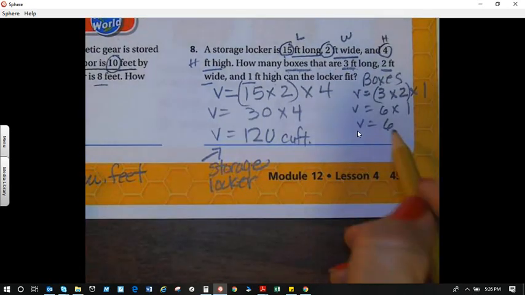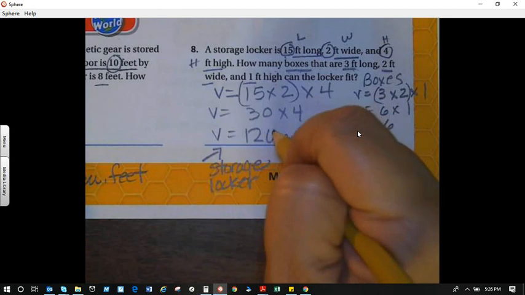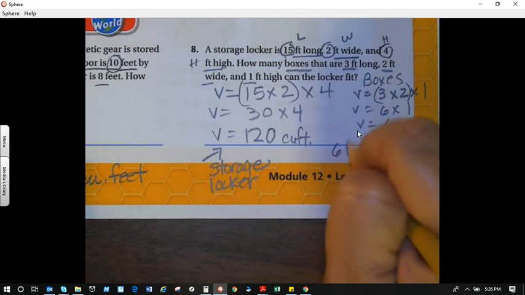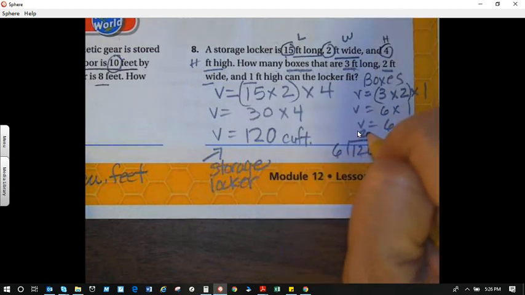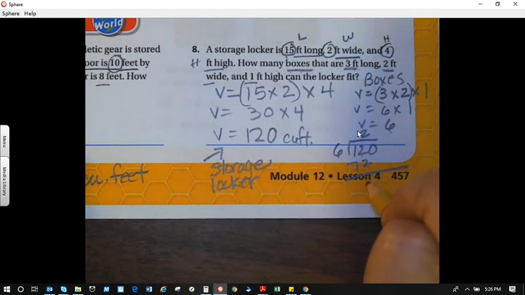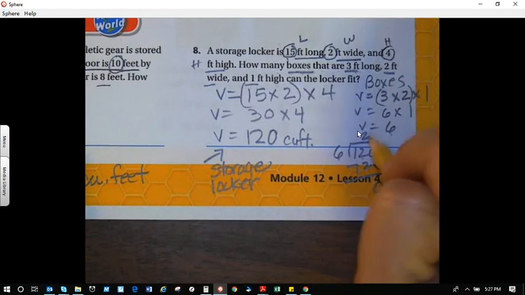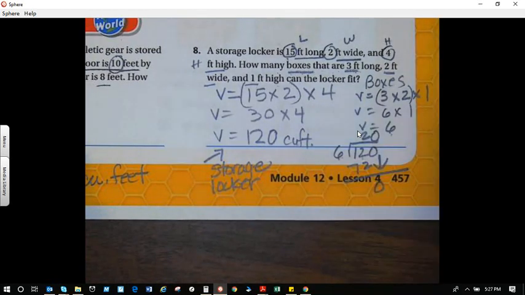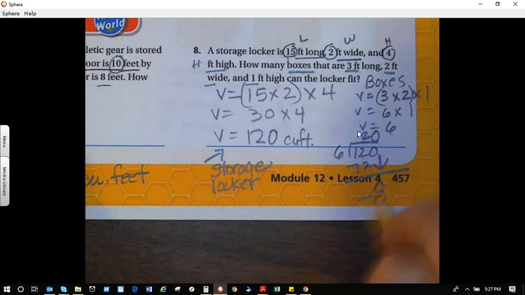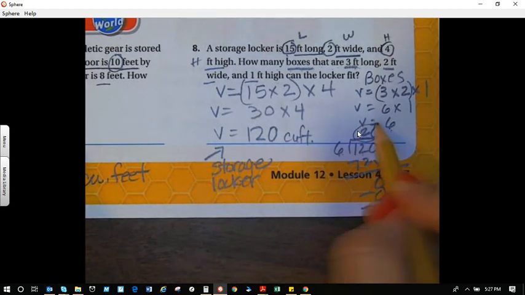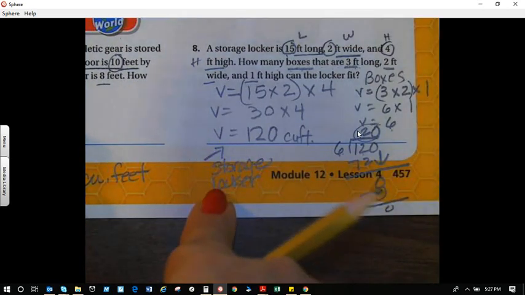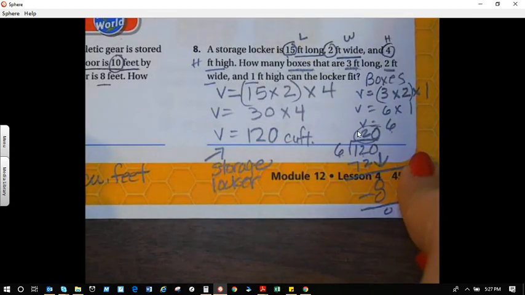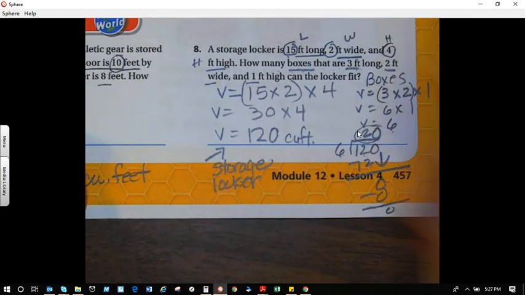How many groups of 6? Because we wanted to find out how many are going to fit in there. 6 goes into 120. 6 goes into 12 2 times. That's 12. Bring down my 0. 6 goes into 0 0 times. 0 and 0. Wow, they can put 20 boxes into this storage locker just by knowing the dimensions of the box. Pretty cool, right? I thought it was impressive.